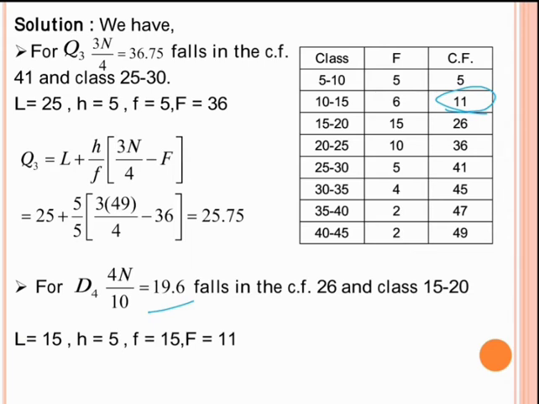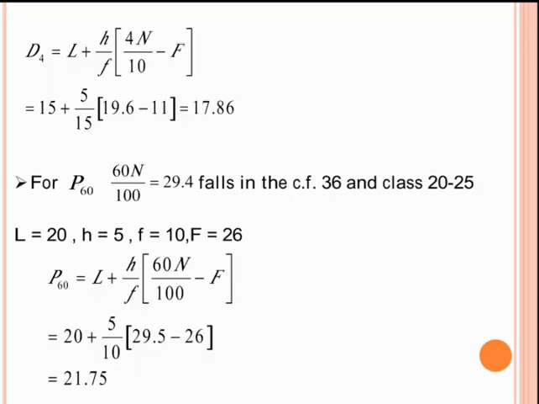So the class interval below this term will be what? 15 to 20. So 15 to 20 is your class interval, and L will be 15, H is 5, and this is your class interval. So this must be small f, and this must be capital F. So small f is 15, capital F is 11. Now we'll put these values over here in this formula. So on calculating these terms, you get your answer as 17.86, which is your D4.